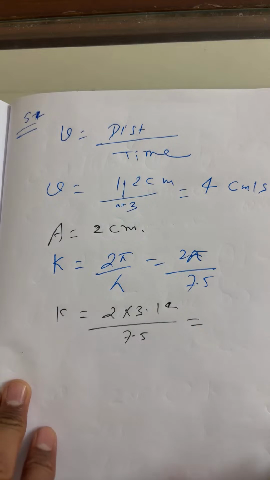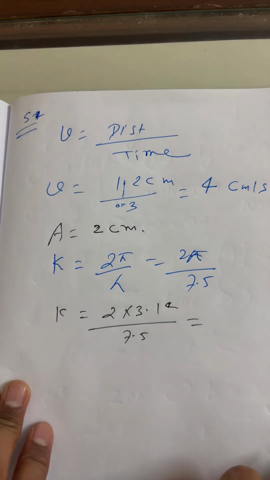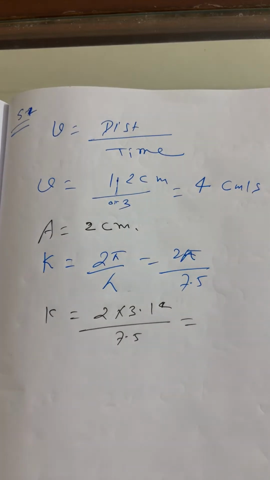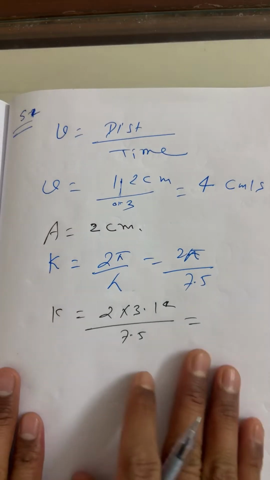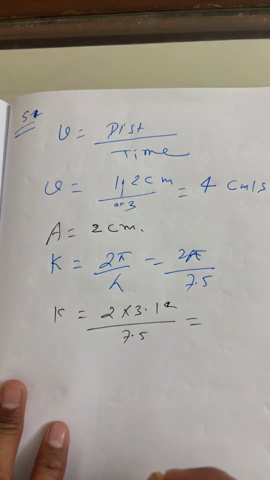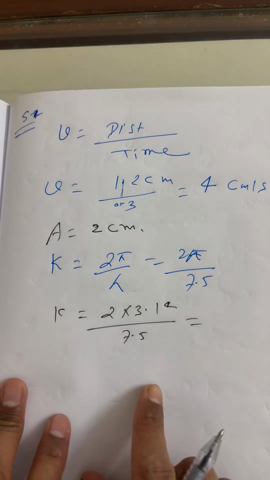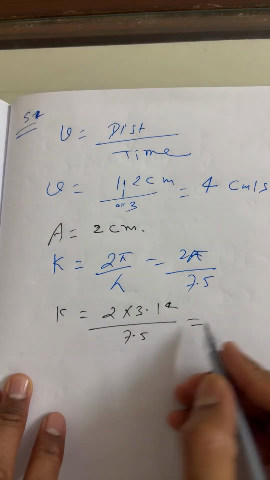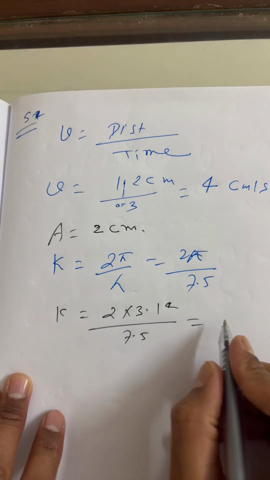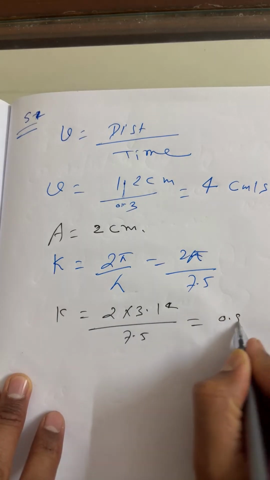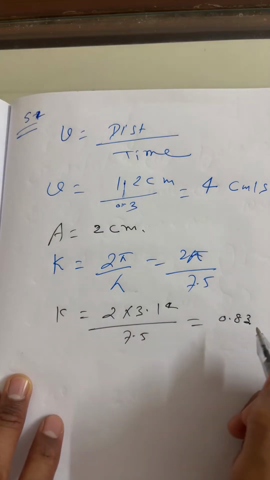Okay, fine. Yes, beta Arab, I was busy solving the question so I didn't see the chat. Correct, Arabita, very good. So finally you will get k equals 0.83.